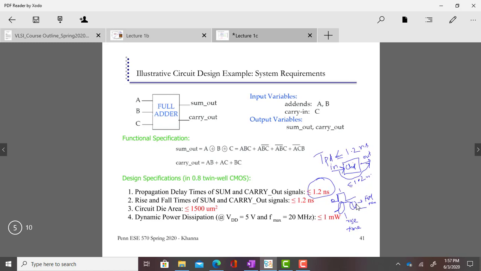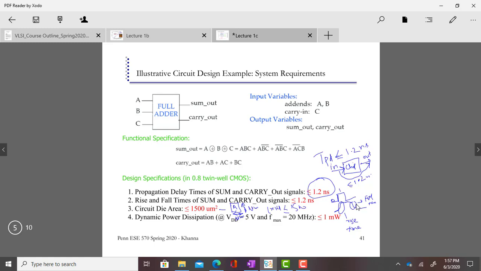Another requirement from the user is that the overall chip area should be less than 1500 square micrometers. So this is one side, this is the other side, each in some micrometers. If you multiply the length and width, it should be less than 1500 square micrometers.